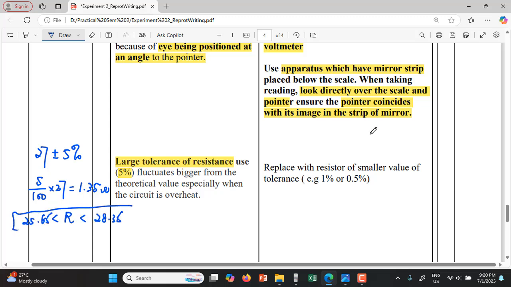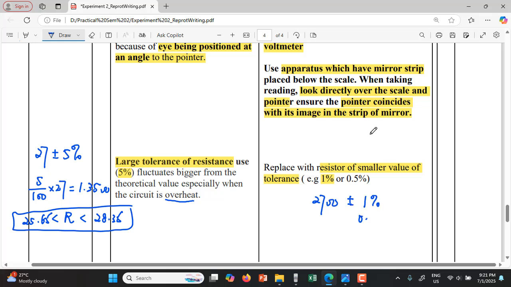So maksudnya nilai resistance yang kita guna tu, nilai dia actually is in between 25.65 to 28.35 ohm. So fluctuate bigger from the theoretical value, especially bila circuit tu overheat, di mana you on circuit tu for a very long time. So nanti benda ni akan mempengaruhi keputusan eksperimen kita. So what we are going to do is we might replace the resistor that we use with a smaller value of tolerance. For example, we can replace the resistor with 27 ohm, but they have a smaller tolerance, maybe 1% only or 0.5%.